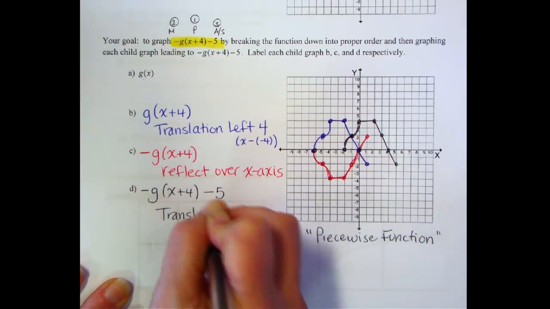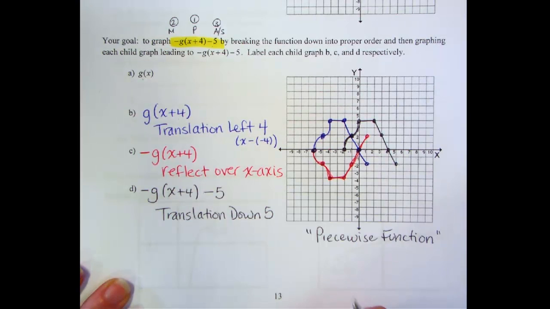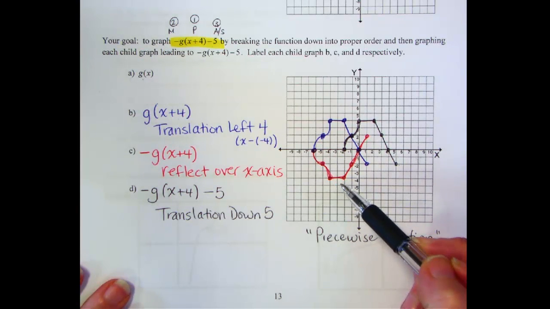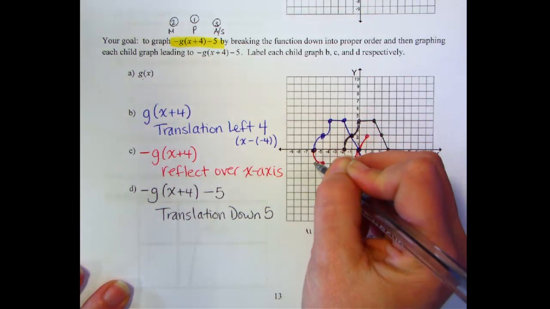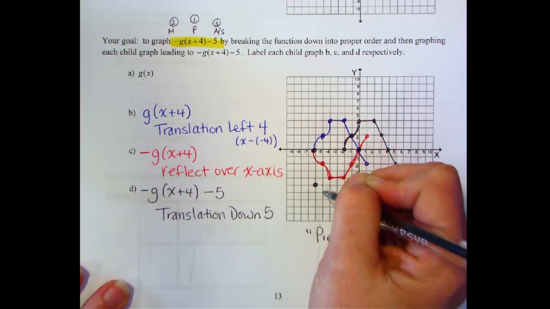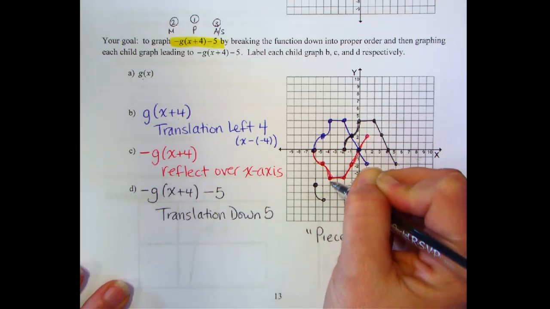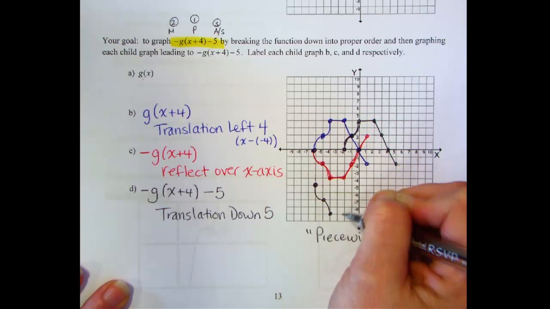translation down 5 units. I take my most recent graph, in this case my red graph, and I move all those points down 5. 1, 2, 3, 4, 5. And so on.